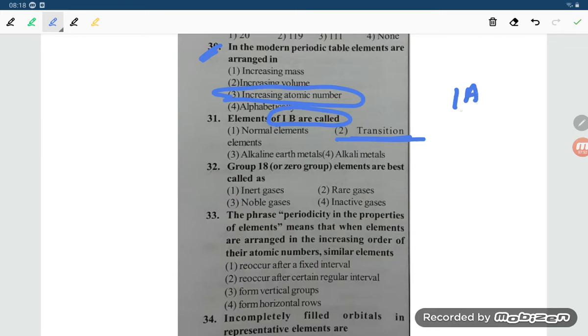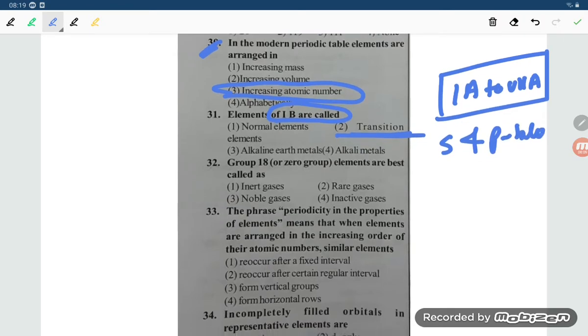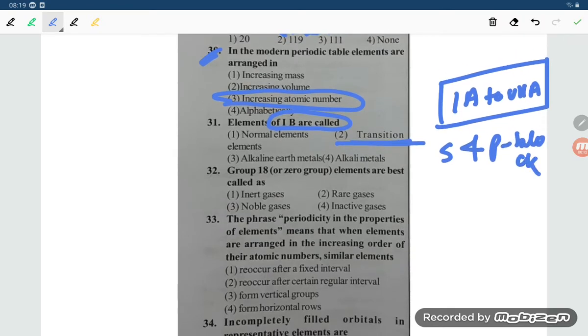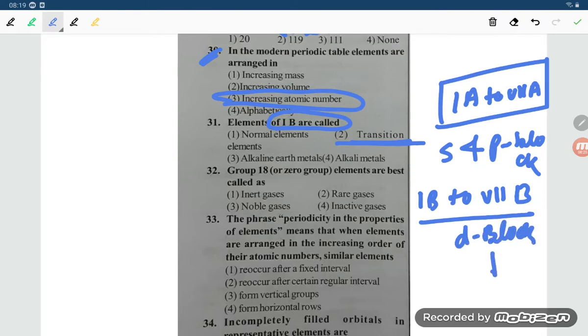First A to 7th A is the S and P block. Keep this in mind. And when you come to first B to 7th B, that is the D block. And D block means what, student? Transition elements. D block means transition elements.